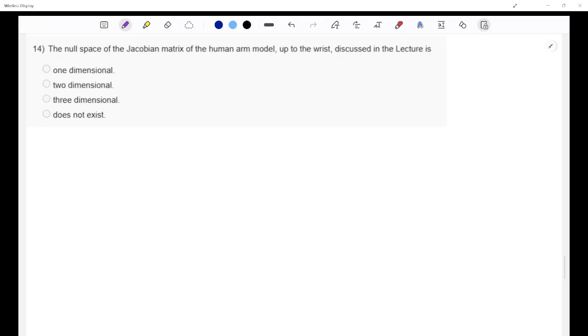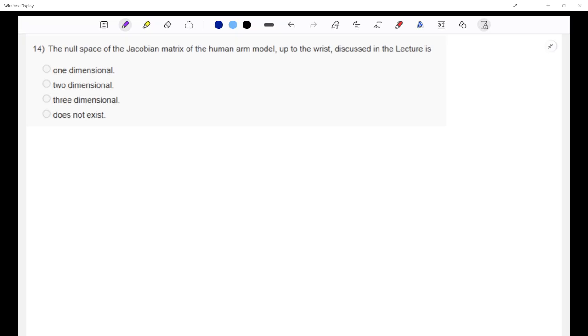The null space of the Jacobian matrix of the human arm model up to the wrist discussed in the lecture is 1-dimensional, 2-dimensional, 3-dimensional, or does not exist. If you recall, the human arm was modeled as a planar 4R manipulator that we talked about in the last question. The number of joints is 4, so n is equal to 4.